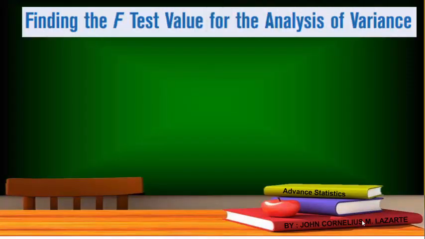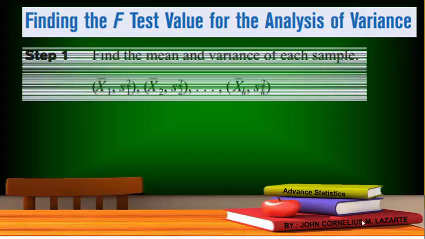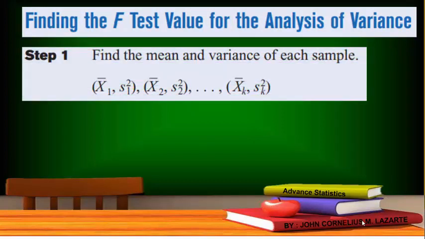These are the steps in finding the F-test value for analysis of variance, one way. The first step is to find the mean and the variance for each sample. Some problems have the mean and the variance given, like what we are going to use later on, so you don't need to compute them anymore. But always remember the formula for finding the variance because some are only giving raw data.